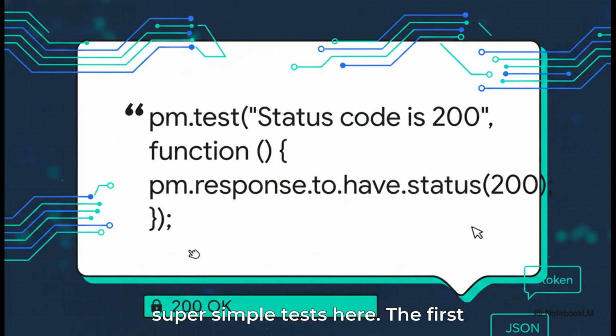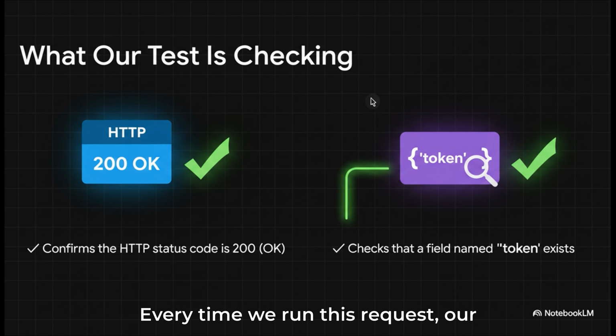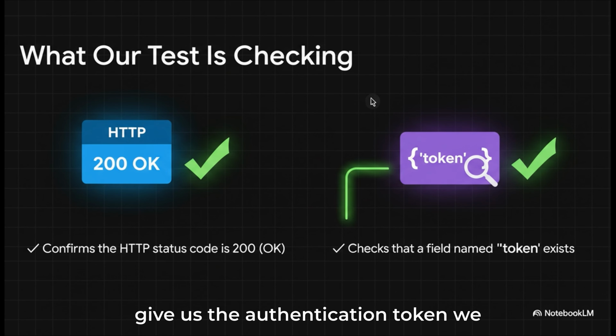We've got two super simple tests here. The first one just checks if the HTTP status is 200 OK, the classic everything went well code. The second one is a bit smarter. It grabs the JSON response and makes sure it has a field in it called token. So let's put that in plain English. Every time we run this request, our script is automatically asking two critical questions. First, did the server say success? And second, did it give us the authentication token we need? If the answer to either of those is no, Postman's going to tell us instantly.